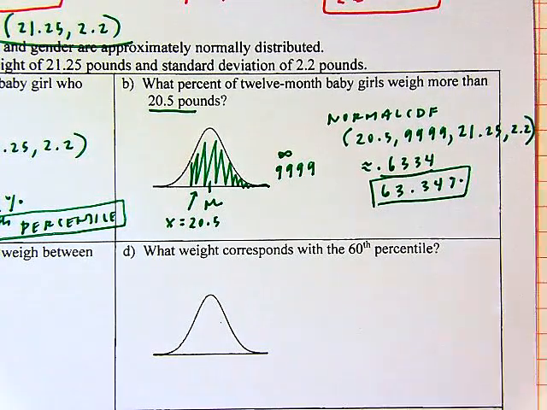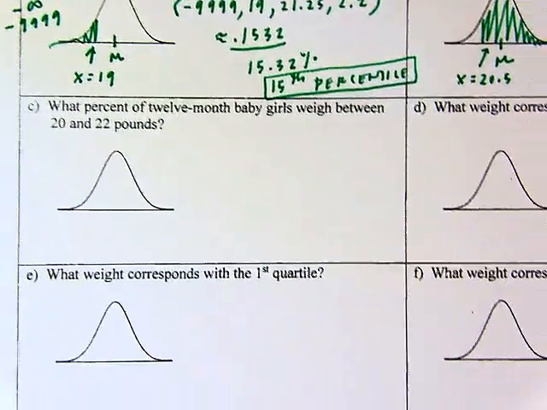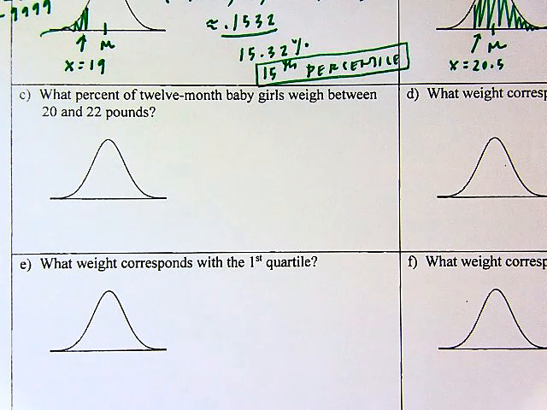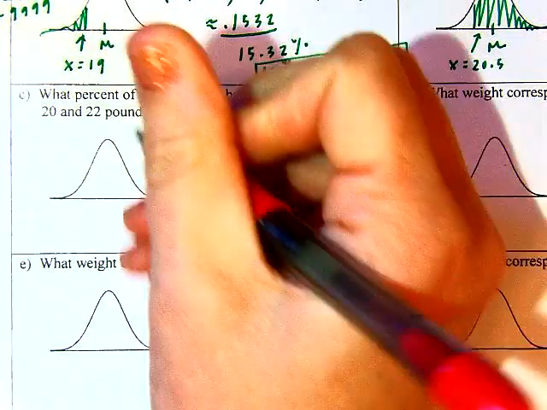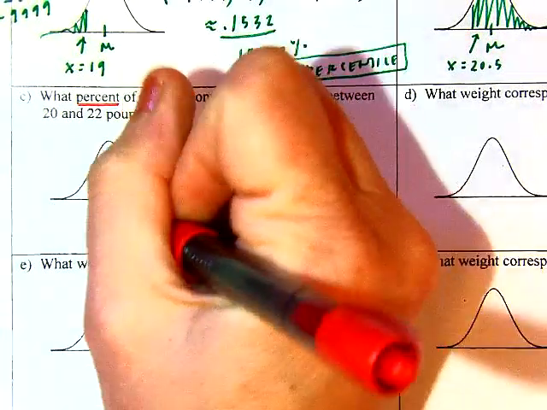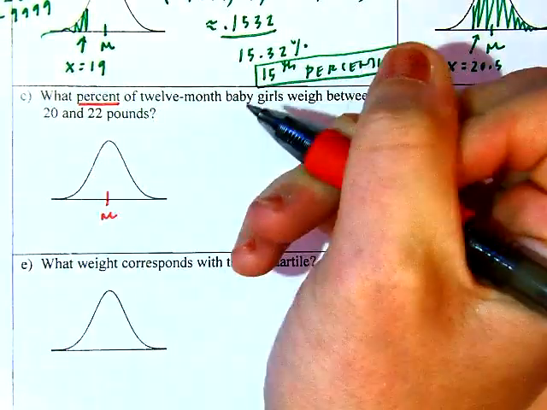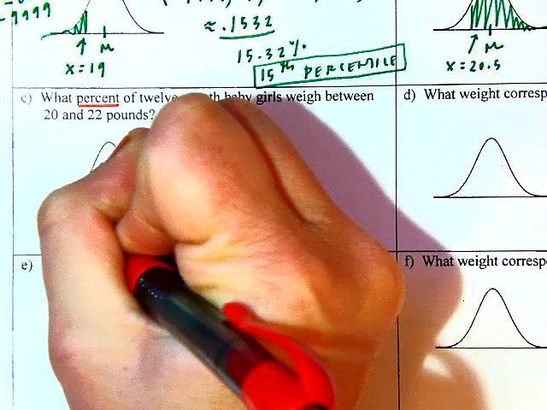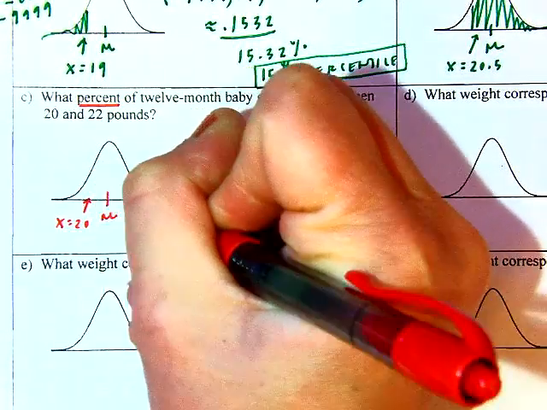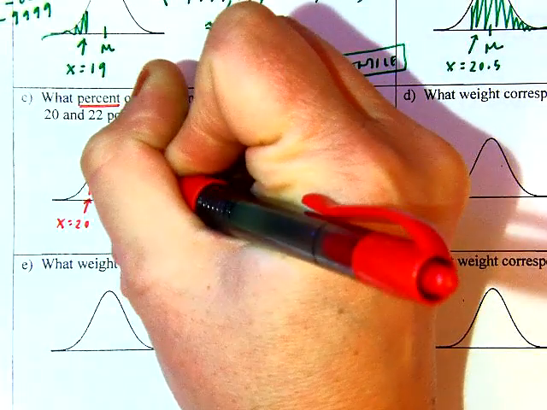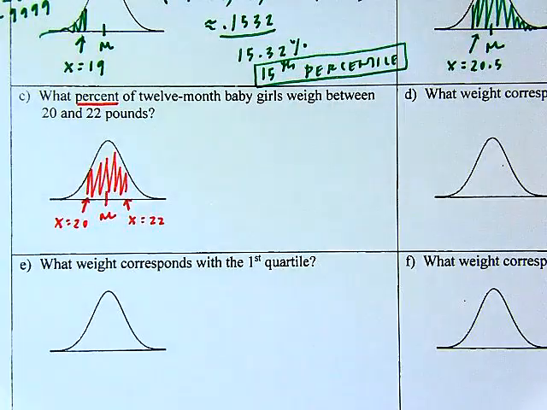Okay. All right, next one, C. What percent of 12-month baby girls weigh between 20 and 22 pounds? So again, I'm just picturing solving for a percent, the proportion that falls in this region. Here's my mean. Let's say that I make a little mark here for X is 20, and here is X is 22. I want to capture that proportion in that region right there.